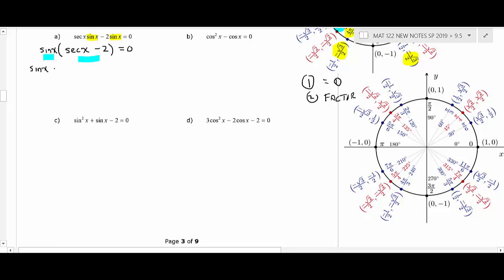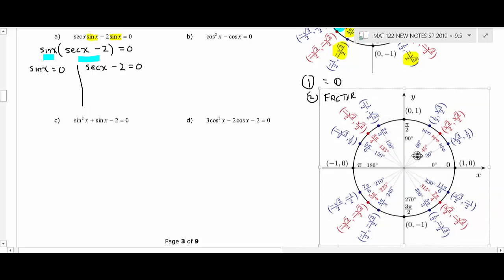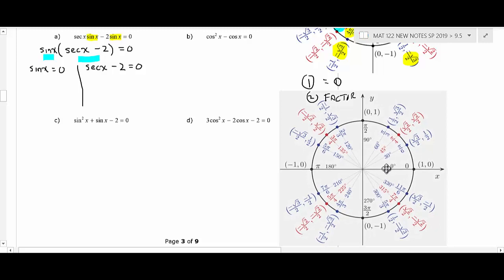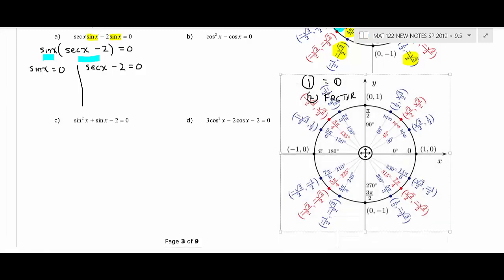Next, you want to set each factor equal to 0, because you're going to try to determine what makes the sine 0 and what makes secant of x minus 2 equal 0, and you'll see if you can reason these out with the unit circle. I'll pull up the unit circle over here, and that will be a big part of what we're going to be doing in this section, working with those two things.